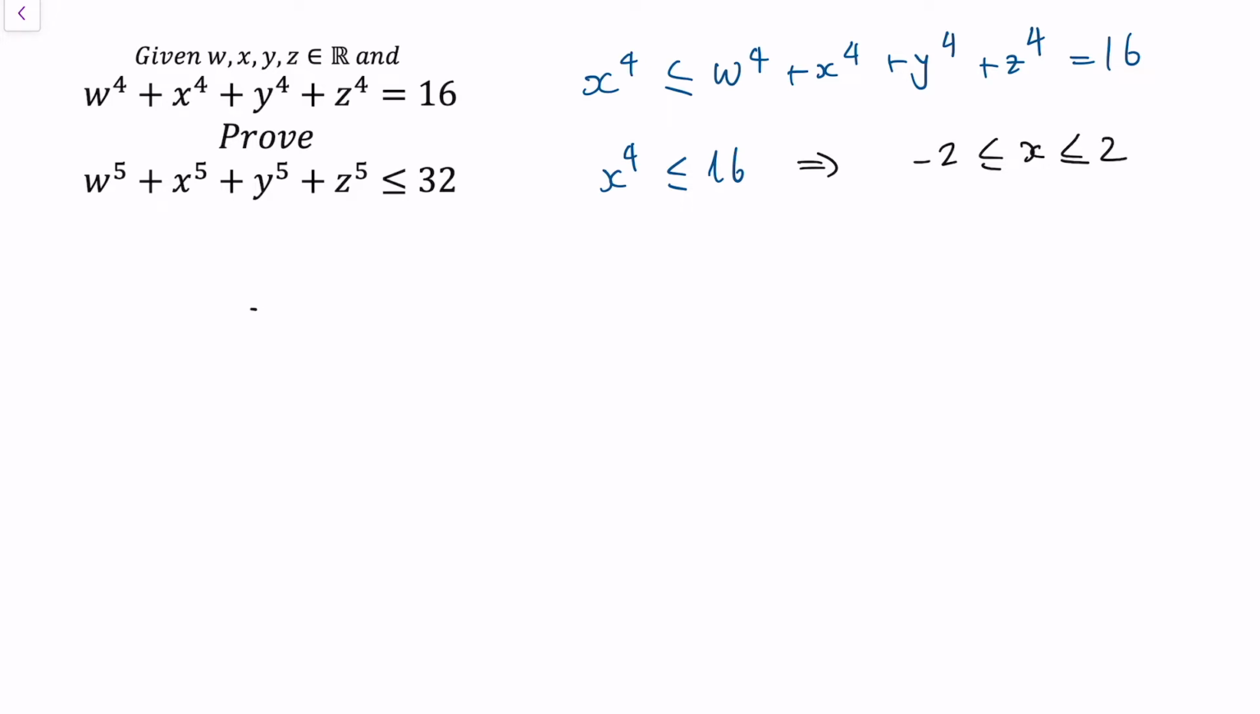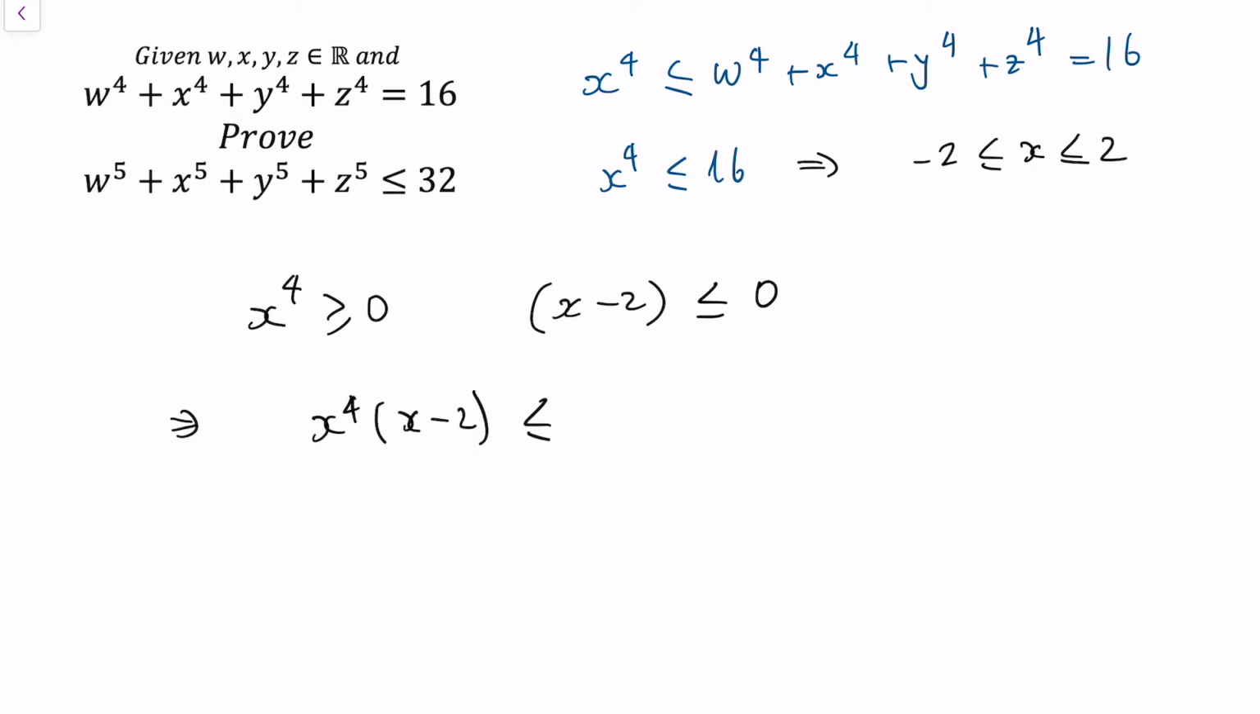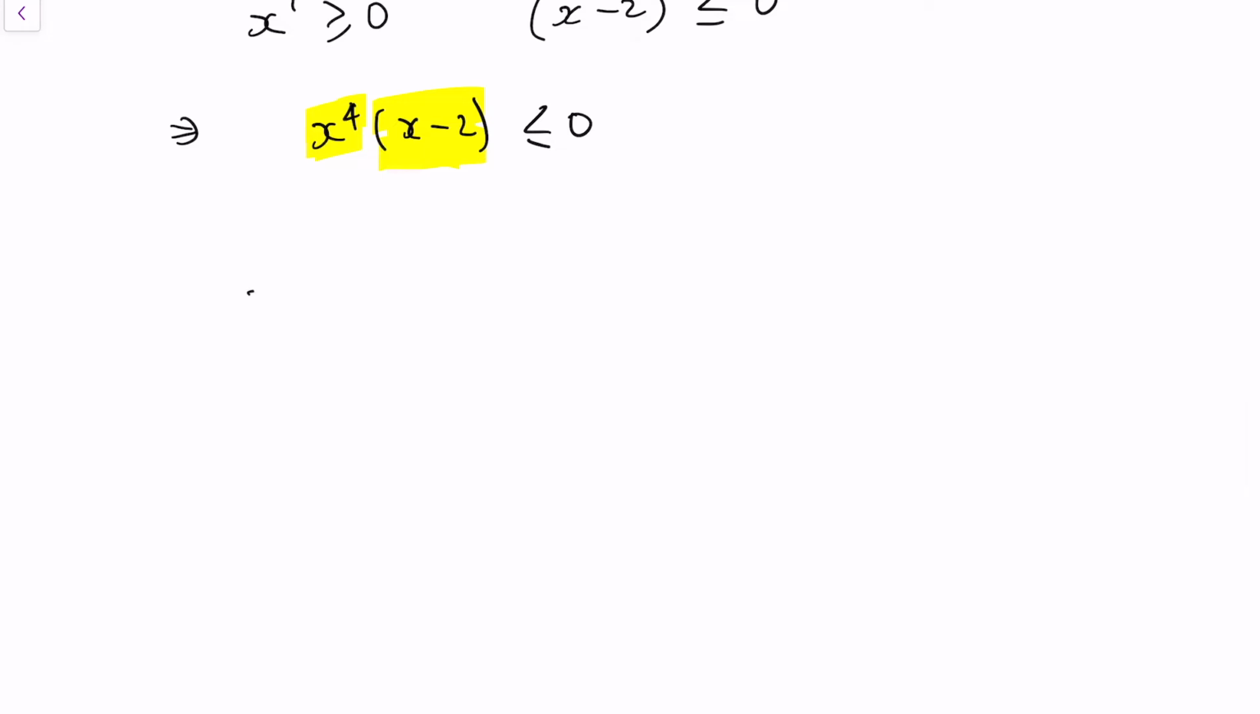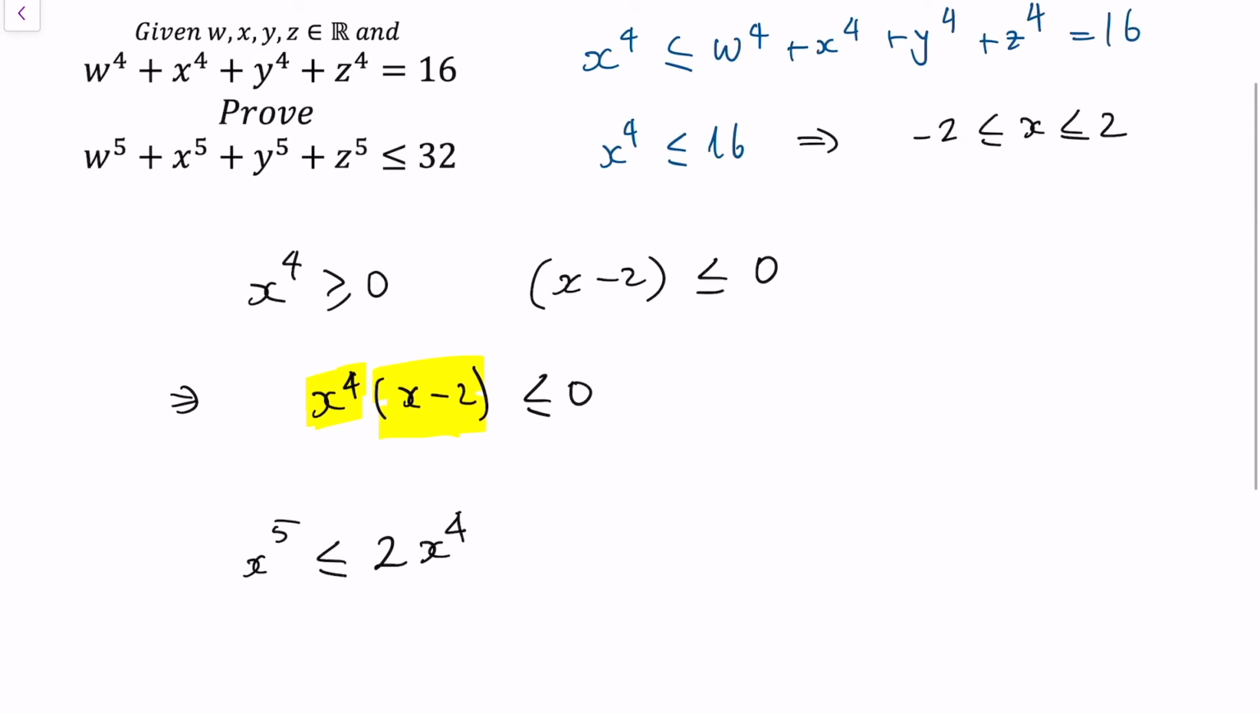Now, since x is a real number, x to the 4 is always greater than or equal to 0. And we also know that x is between minus 2 and 2. That means x minus 2 will always be less than or equal to 0. So if we multiply x to the 4 by x minus 2, we're going to get something that is less than or equal to 0, because you will get either positive or 0 here and either negative or 0 there. So from that, it follows that x to the 5 is less than or equal to 2x to the 4. And this is true for all the other variables.